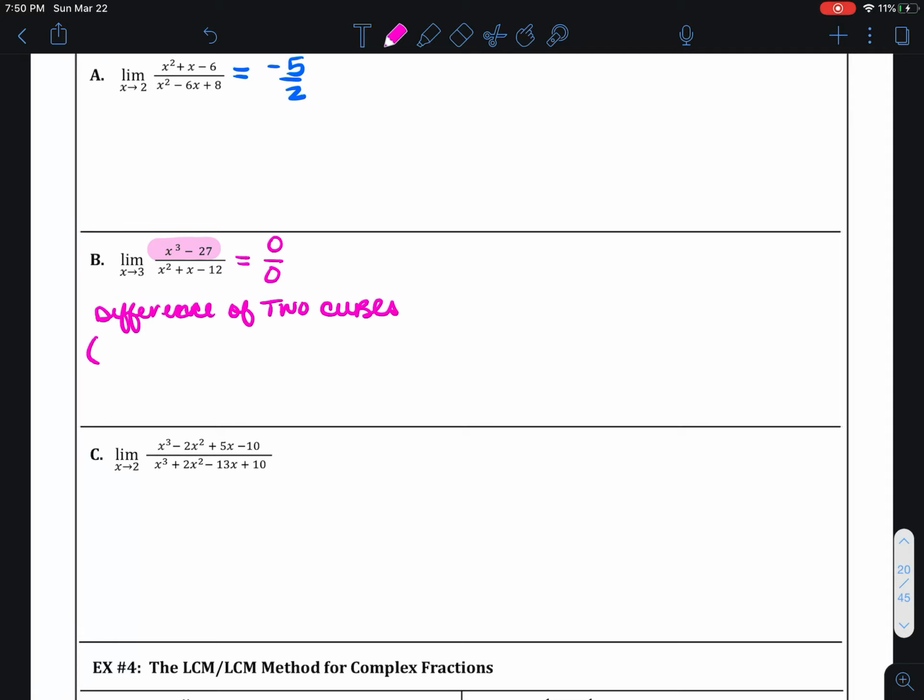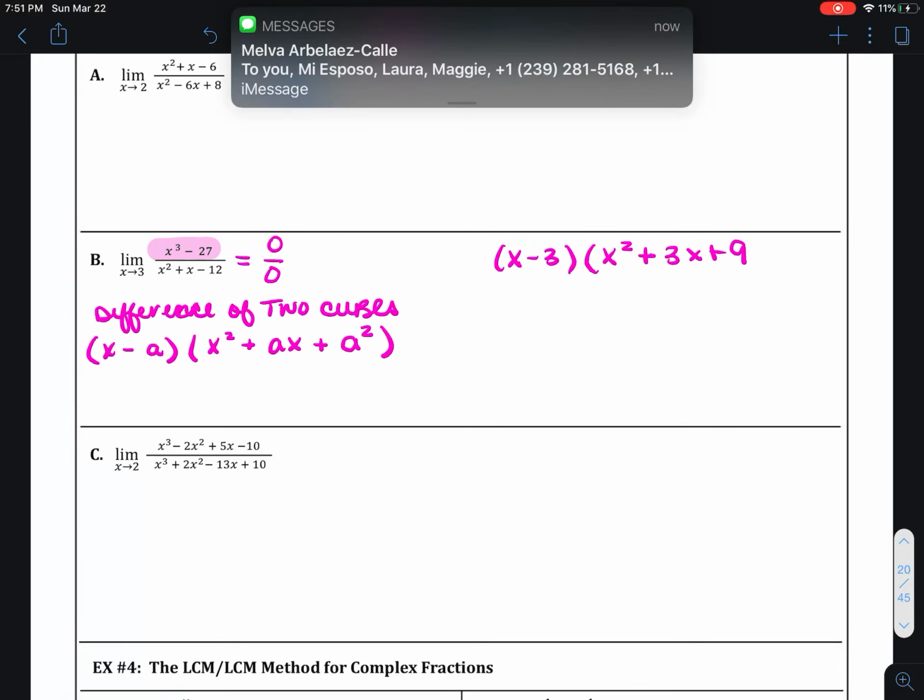Which follows the pattern. You take the cube root of whatever the first one is, and we'll do x, and the cube root of the second term, and it's always going to be same. You square this first term, opposite, multiply them together, and then positive, and then you'll take that last term and square it as well. So the top of this function should read x minus 3 times x squared plus 3x plus 9.